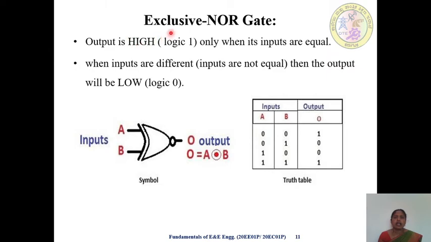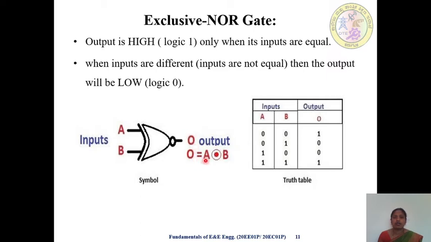Next is the exclusive NOR gate. It is also called XNOR gate. This is the symbol of XNOR gate. So what you have to do? Here it consists of two inputs A and B. This is a symbol, one arc, again you have to draw NOR gate. Then there is a bubble, then this is called the output terminal, which is denoted as O.